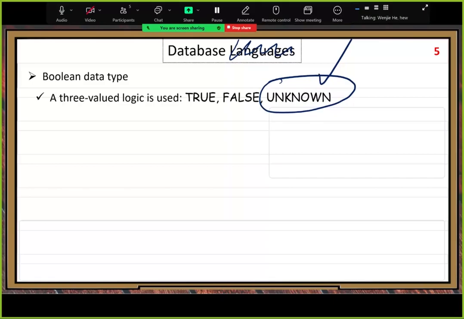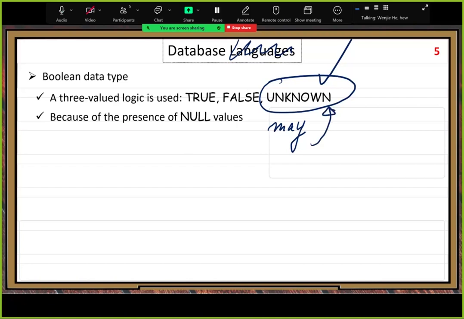When you do comparison involving null value, you may get an unknown value. We will see the details. Here, I just want to let you know the special consideration because of the presence of the null value. When the null value is involved, you may have this. I do not say you always, sometimes you may need to use the unknown value. Later, we will talk about that, and we will see some examples related to the unknown Boolean value.